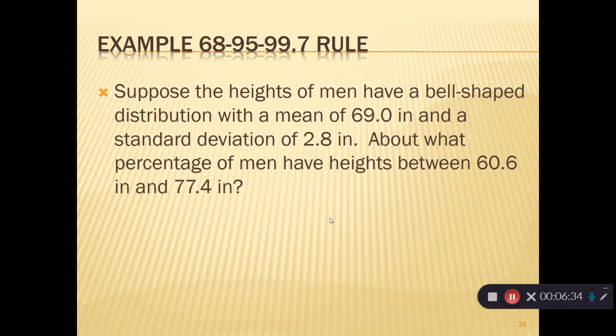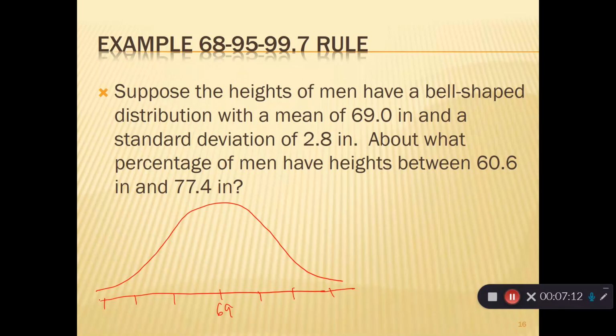Okay, let's use this with an example. Suppose the heights of men have a bell-shaped distribution with a mean of 69 inches and a standard deviation of 2.8 inches. We want to know about what percentage of men would have heights between 60.6 inches and 77.4 inches. Well, now, if we look at our distribution that models this, we've got a bell-shaped distribution, a mean at 69. We're going to go up 1 standard deviation and capture 68% of the data, 1 above and below. 2 standard deviations will be 95, and 3 standard deviations will be 99.7.